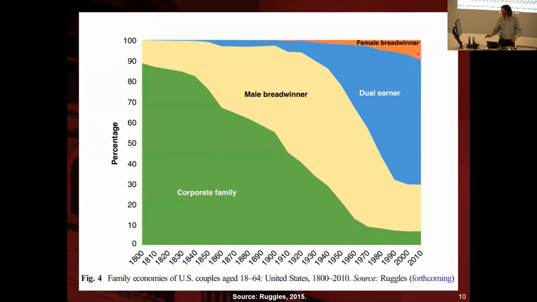And that's really clear from this transition from a corporate family passing through male breadwinner and now dual earners, right? And in the dual earner society, we tend to have more opportunities for women. So you tend to have more gender equality, but still a lot of disparities between men and women. A lot can still improve, but you start to have more opportunities for women as well. Cool.